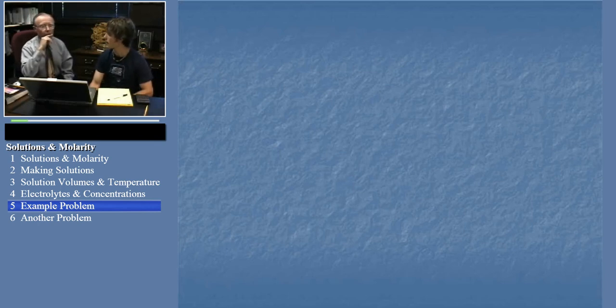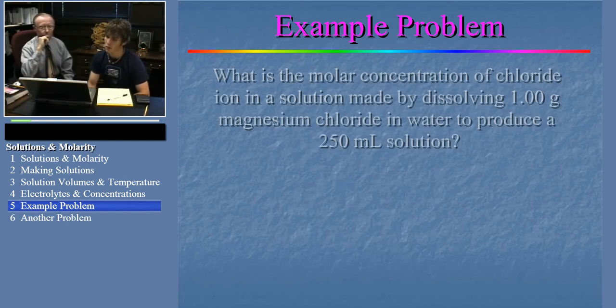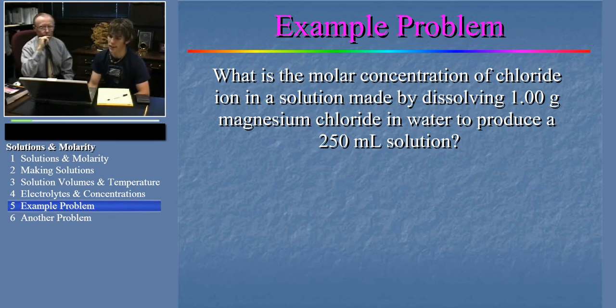First, let's do a fairly simple problem, similar to the example that you already saw. Brian, why don't you read this one to us? What is the molar concentration of chloride ion in a solution made by dissolving 1 gram magnesium chloride in water to produce a 250 milliliter solution? Okay, now, Brian, remember that in tackling a problem like this, the first step is always to write down what we know and then what we want to know. Then we can look for steps to get from the former to the latter.